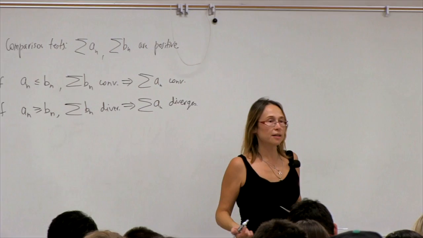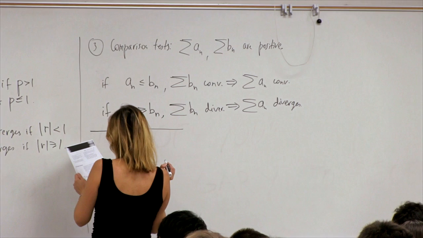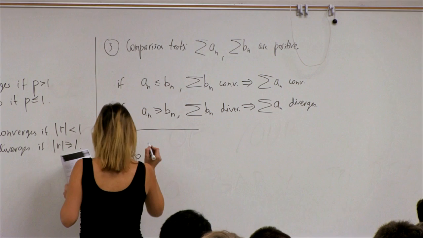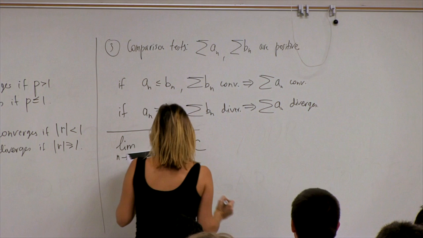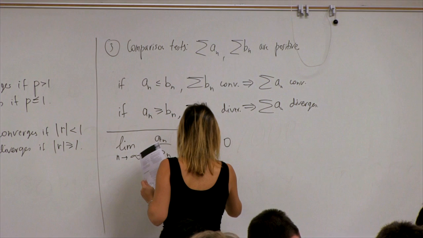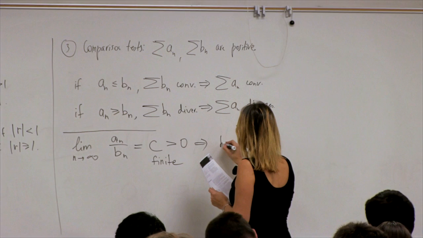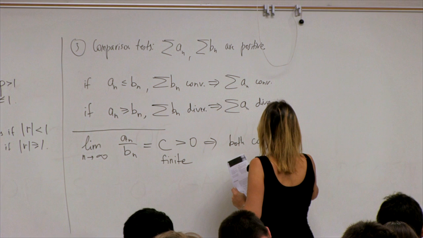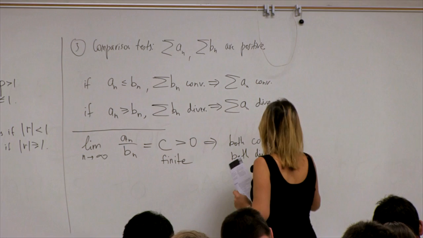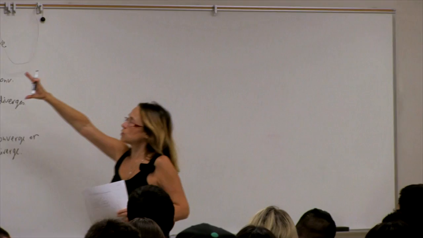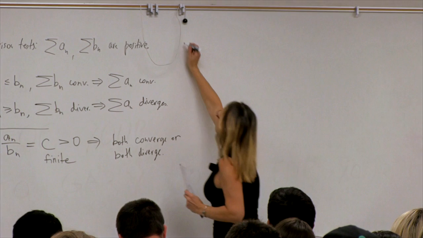Okay? Or we have another version of this test, which requires us to evaluate the limit. So if we look at the limit as n goes to infinity of the ratio between the terms, and we say that this is a constant c, positive, and not infinite, then the behavior of the two series is similar. They either both converge or both diverge. Okay. So again, there are two variants of the comparison test. One requires a term-by-term comparison. The other one is a limiting version of the same thing. Fine?